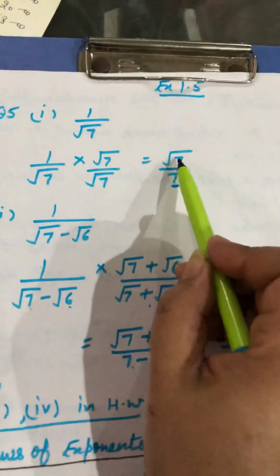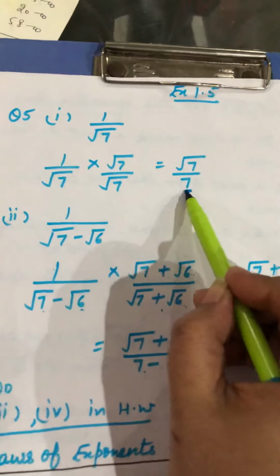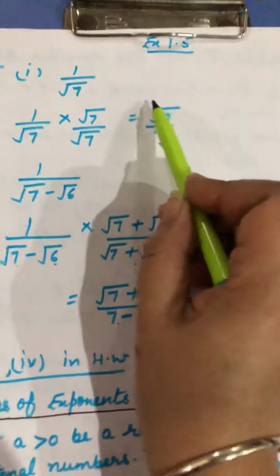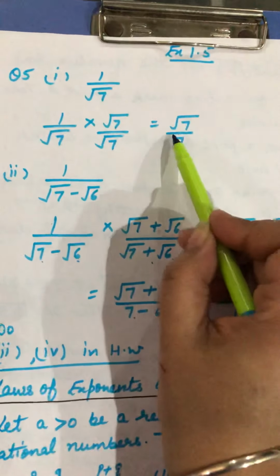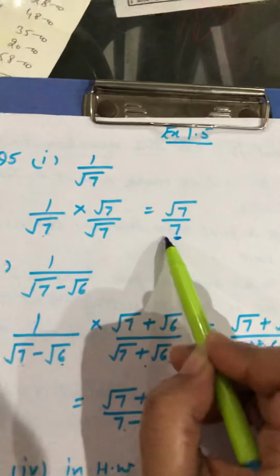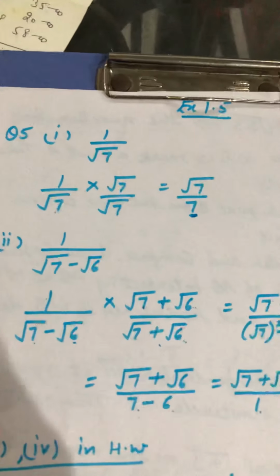Root 7 into 1 will make root 7, and root 7 into root 7 makes it 7. So 7 is in rational form now. This is called rationalizing the denominator. We have made the denominator rational. Earlier it was in irrational form, now we have made it rational. So root 7 by 7 is the answer.